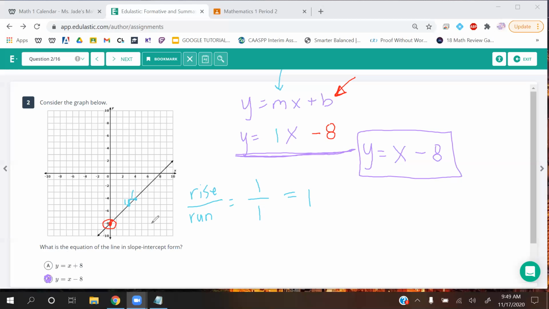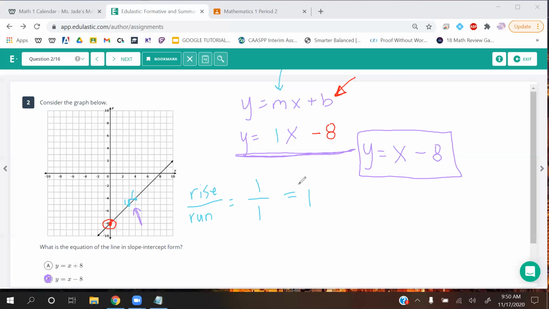Okay. Remember, if you do have a question, feel free to ask me. Okay, so why the ones? Look over here at the slope triangle that we drew. So from one point to another, you go up 1. That's why we had a 1. And then you go right 1. That's why we have another 1.